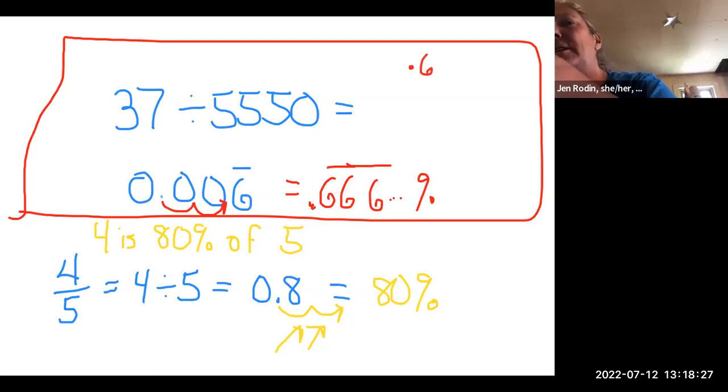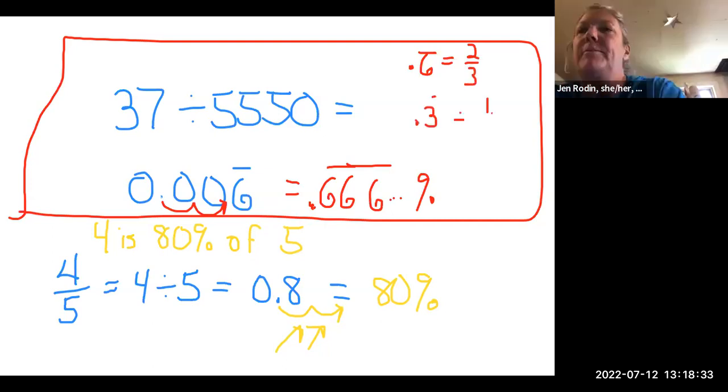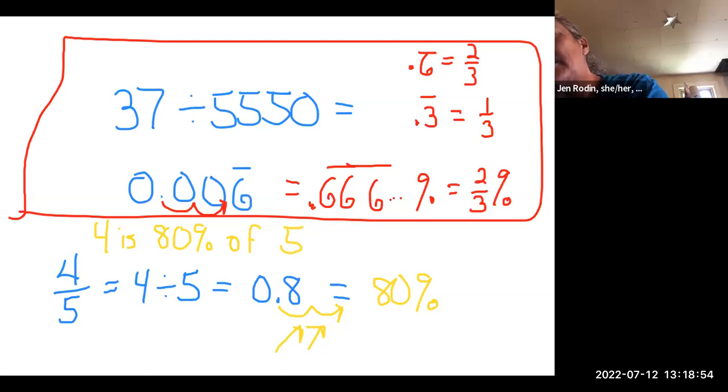0.6 repeating equals 2/3. 0.3 repeating equals 1/3. Those are the most common weird ones with that repeating decimal that we can write as a flat out plain old fraction. But it's really hard. So this one is 0.6666 repeating percent. So that's why it would be 2/3%. So you can get the answer that way too.